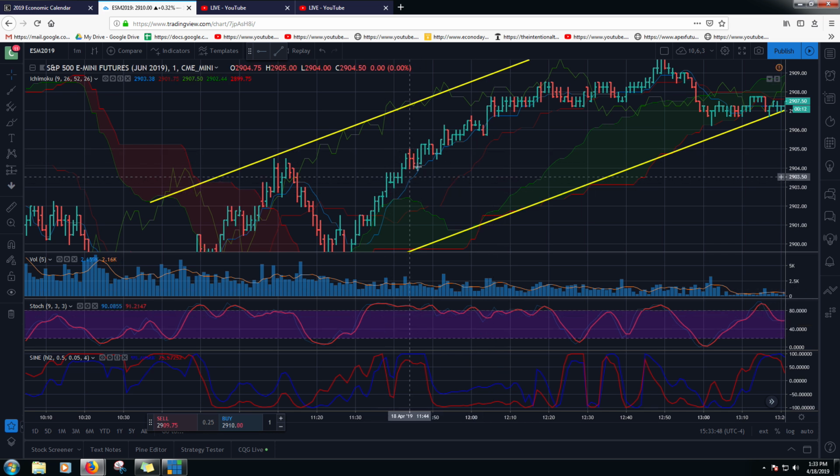So I noticed when I sat down to trade today, this is doing an uptrend, and I watch the markets every day, so I understand how the ES behaves. I get what it's doing.